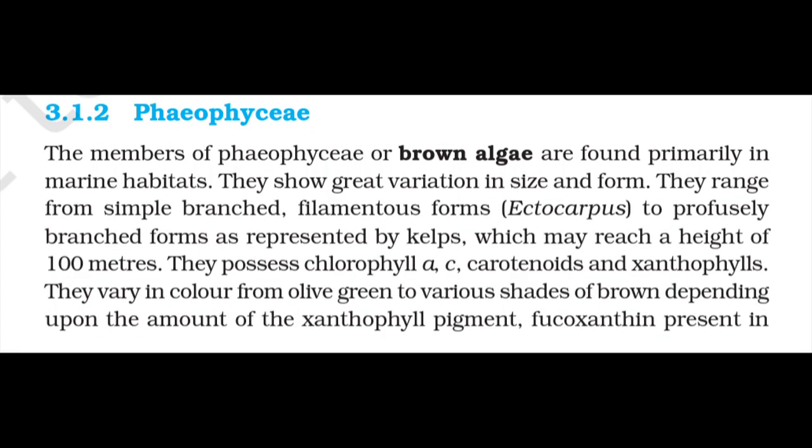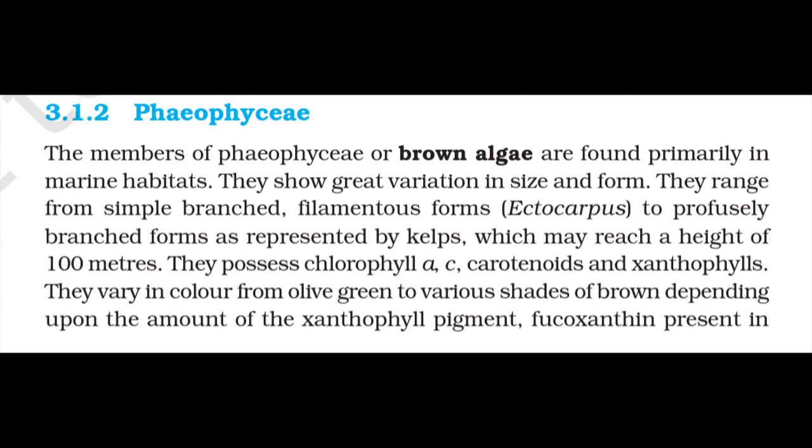Phaeophyceae. The members of Phaeophyceae, or brown algae, are found primarily in marine habitats. They show great variation in size and form. They range from simple branched filamentous forms to profusely branched forms as represented by kelps, which may reach a height of 100 meters. They possess chlorophyll a, c, carotenoids, and xanthophylls. They vary in color from olive green to various shades of brown depending upon the amount of the xanthophyll pigment fucoxanthin present in them.